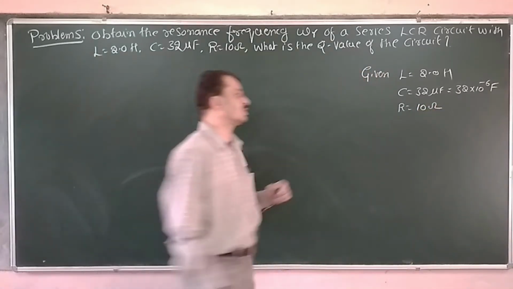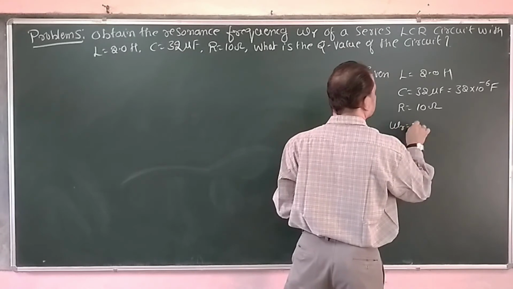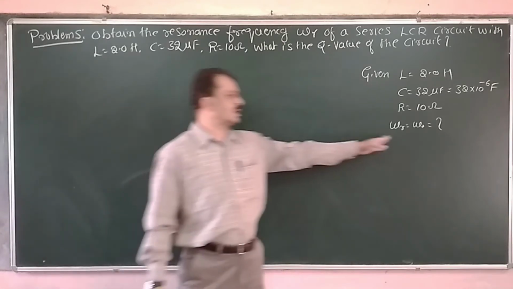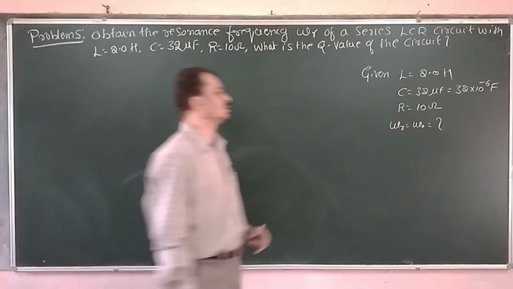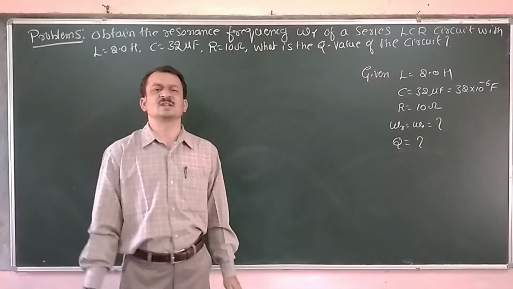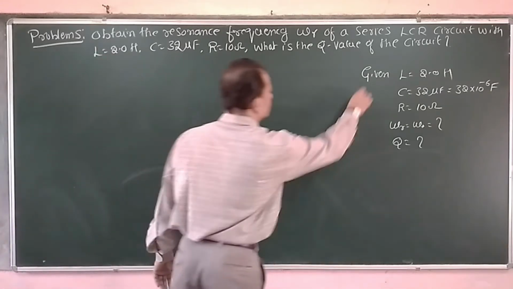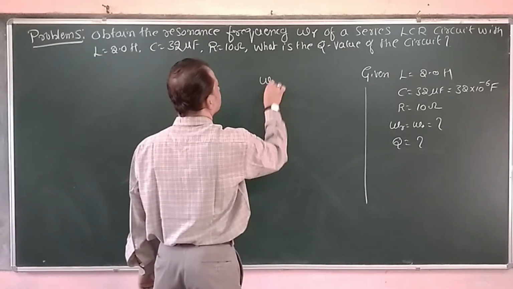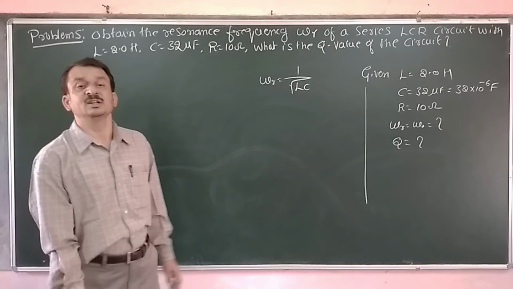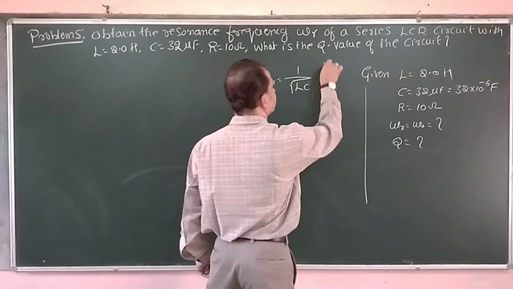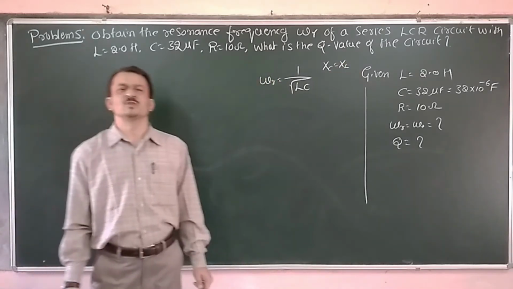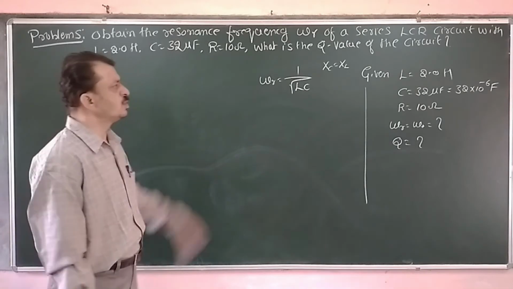What we have to calculate? The resonance frequency. Since they have given omega r, we will take omega r. But it can also be written as omega naught. Then we have to calculate the quality factor or sharpness of resonance. Now we will work out the resonance frequency. The resonance frequency omega r is equal to 1 upon root LC. What is the condition to get resonance? We know Xc should be equal to XL. The capacitive reactance should be equal to the inductive reactance.